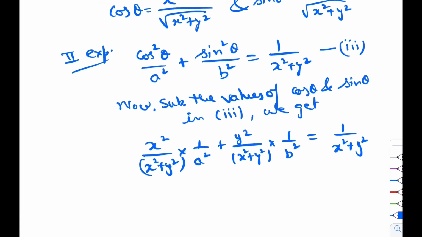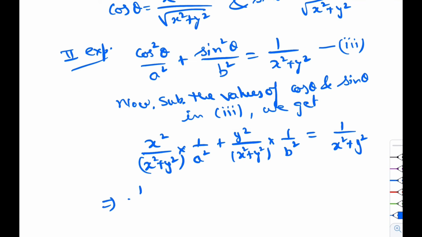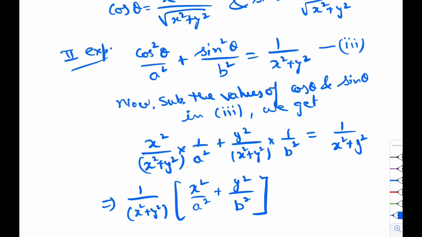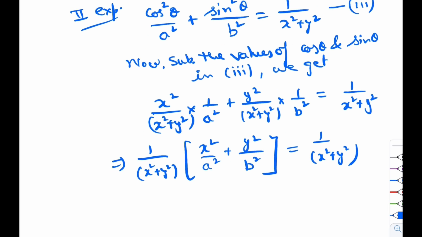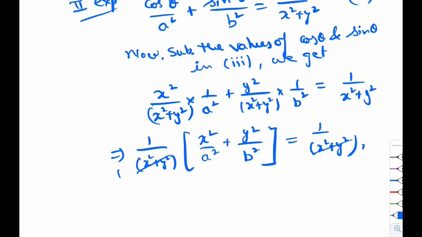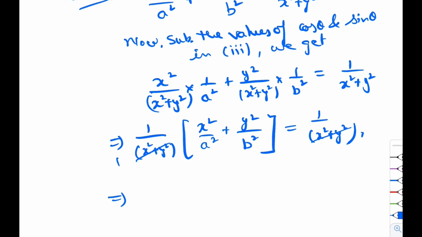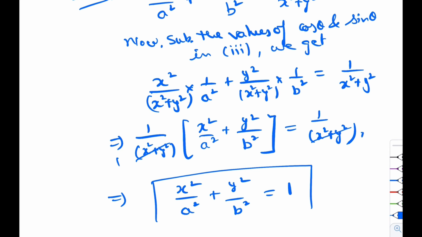So we have a common factor. This implies 1 upon x square plus y square is common. So we have x square upon a square plus y square upon b square, and this is equal to 1 upon x square plus y square. Now x square plus y square cancels out, then this implies x square upon a square plus y square upon b square equal to 1. So this is the relation we have.